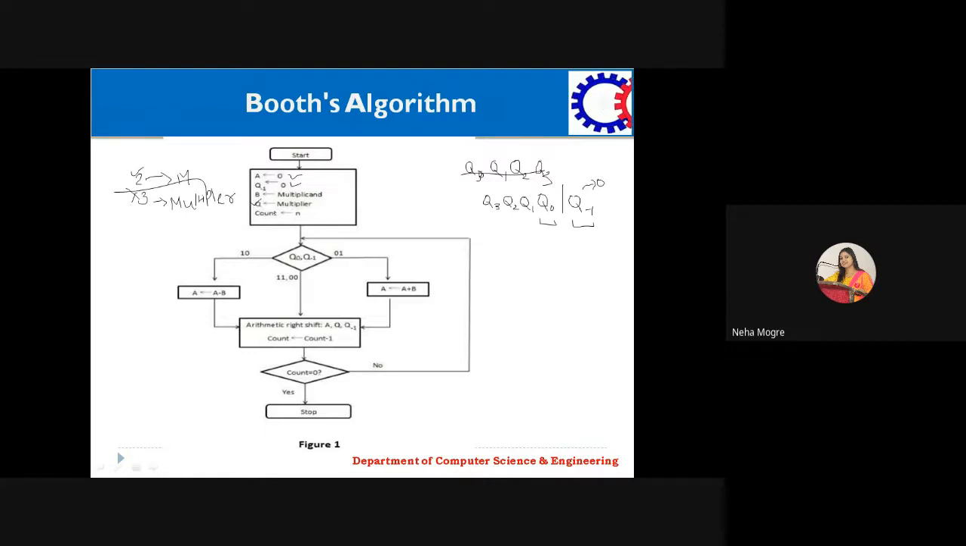Now, there is a count also. Count is nothing but that N. N is nothing but the number of bits. Here the number of bits is 4. So the register will be holding how many bits of information? 4-bit information. Right. So here the value of N is 4. So how many cycles will we be taking?